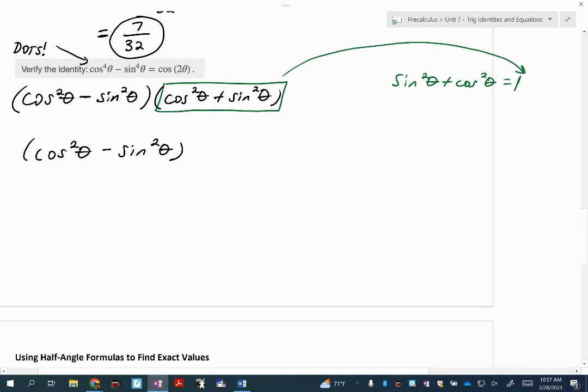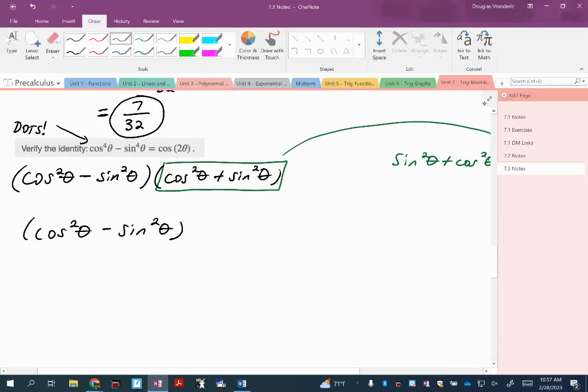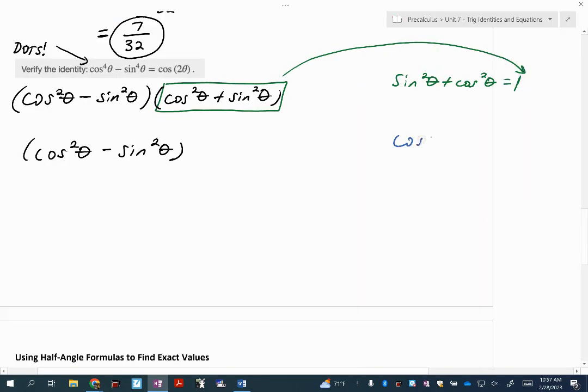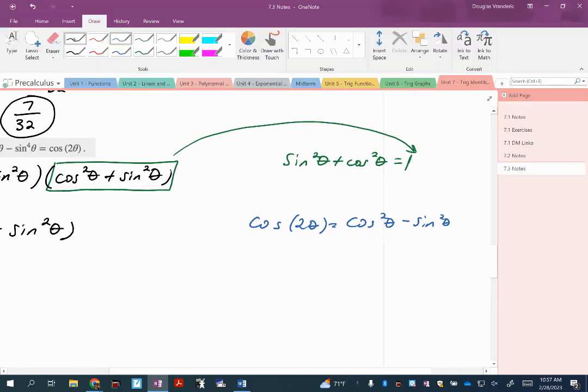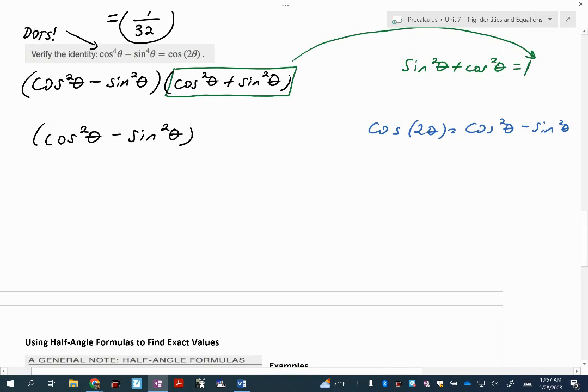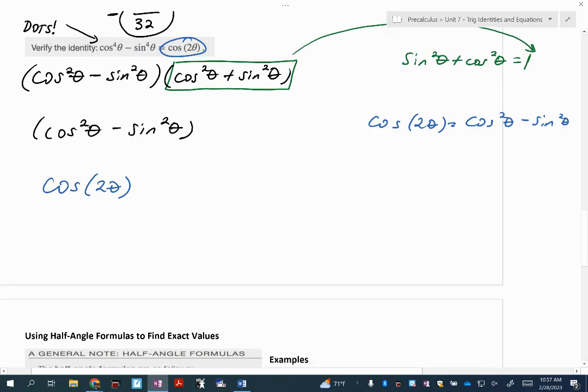minus sine squared theta, and this is one of the new identities from today, where the cosine of 2 theta equals cosine squared theta minus sine squared theta. So if you do the very last step, we replace this with the cosine of 2 theta, which equals what we wanted. All right, so that was just using some old identities and some new ones in the same problem.